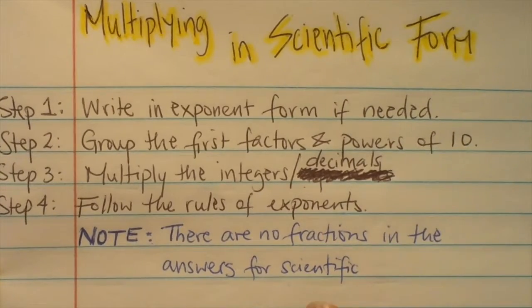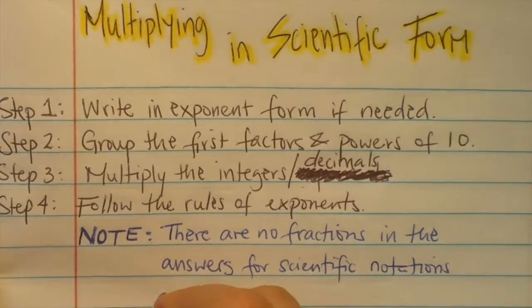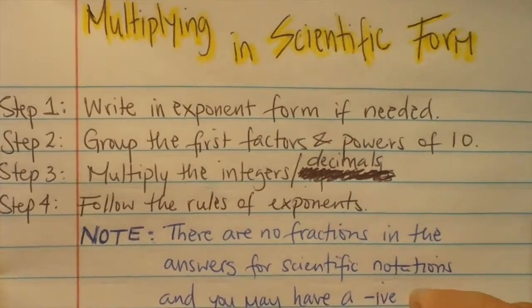Go point to have a listening check. Underline the title, multiplying in scientific form. So listening check, underline multiplying in scientific form, the title.